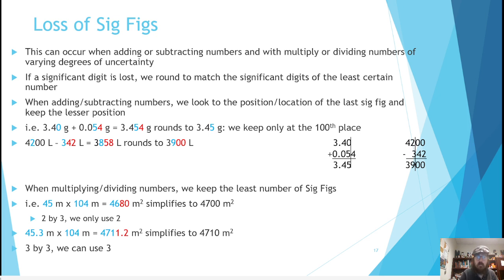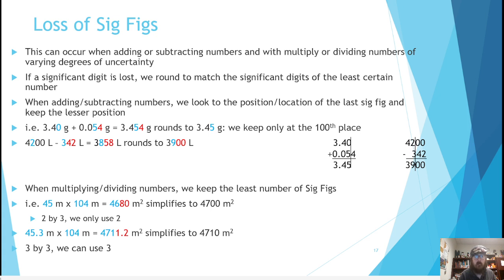So when we add or subtract numbers, we look to the position and the location of the last significant figure. And we'll always keep the lesser position. So you're going to line these up based on their decimals, based on the decimals of the full number. Don't leave them in scientific notation; you have to convert them out. But you're going to line them up based on their places, and you're going to add them together. If there is no significant digit in one of those places, that placement will be rounded away.